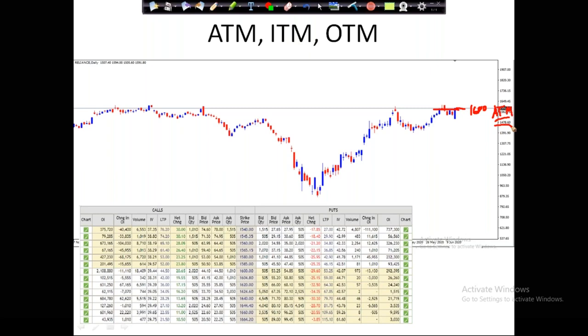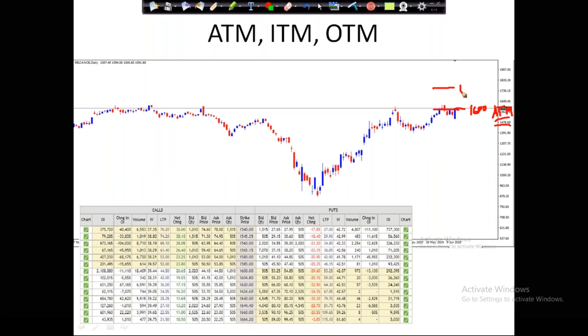Right now, the price is 1600, they are running at the money. That is called ATM. Suppose I want to buy a stock, ITC, I want to buy, whatever. Okay, what is the stock name? This is Reliance. All right, so let's say we are bullish. We want to buy Reliance.